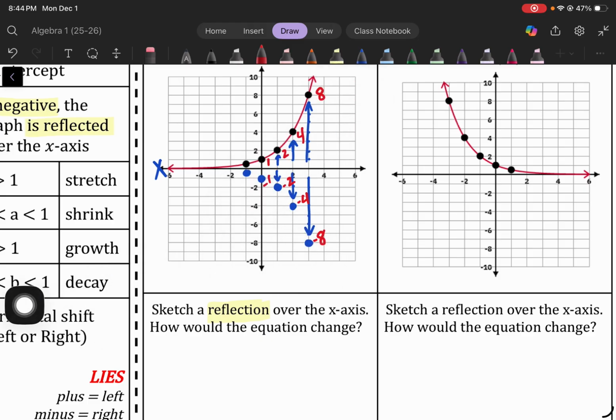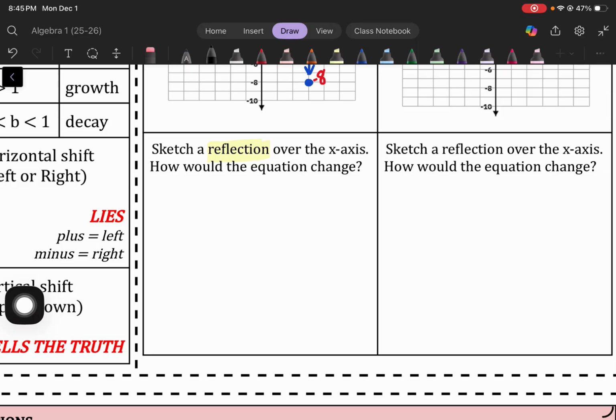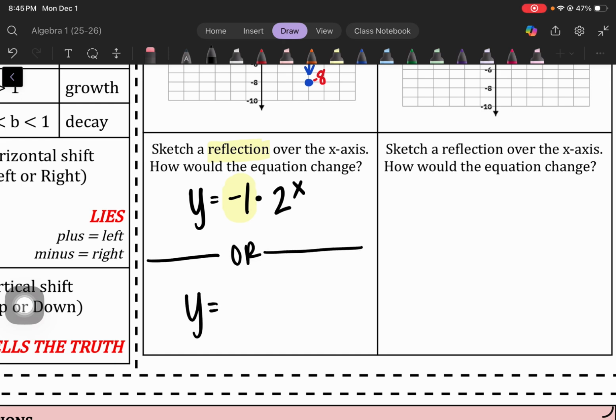So when we have a reflection, how do we change any number from the positive version of itself? Well, we just multiply it by a -1. Okay, so you might see it written like this. That -1 is showing that reflection. Okay, that -1 is showing the reflection. But there's a chance that you might see it written like this.